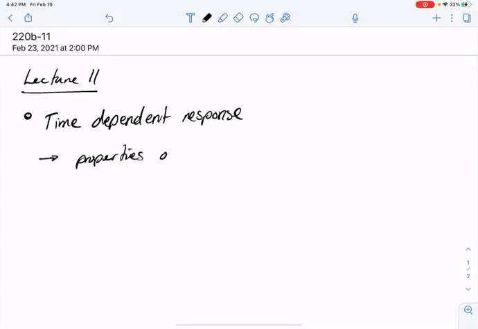So, time-dependent response. But first, some properties of time correlation functions. TCFs, if you will.